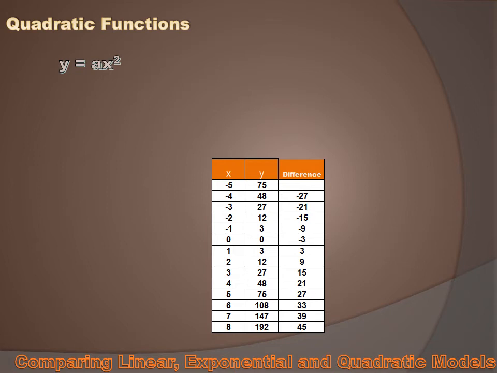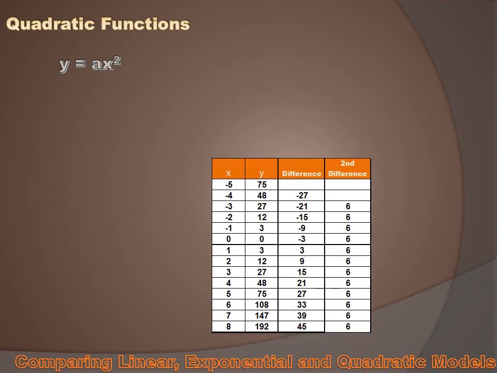Well, to prove that it's a quadratic relationship, what I have to look at is the second level of change. How much does my difference in y values change with an incremental change of 1 in x? Well, when I go from minus 27 to minus 21, I've added 6. When I go from minus 21 to minus 15, I've also added 6. When I go from 3 to 9, I've also added 6. So my second level of change is consistently 6, and that proves that this is a quadratic function.